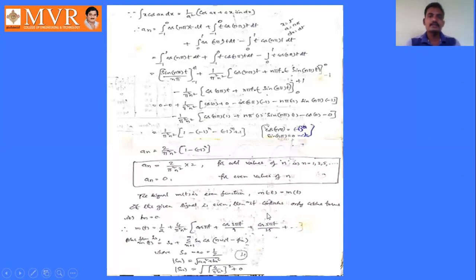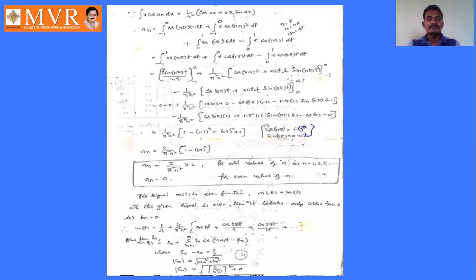So convert this into polar form. That is polar form is m of t equal to s naught plus sigma n equal to 1 to infinity Sn cos n omega naught t minus phi n, where s naught is same as that of a naught, that is its value is 1 by 2, and mod Sn is the square root of an square plus bn square. As we already know that here bn value is 0, so it has only an value.